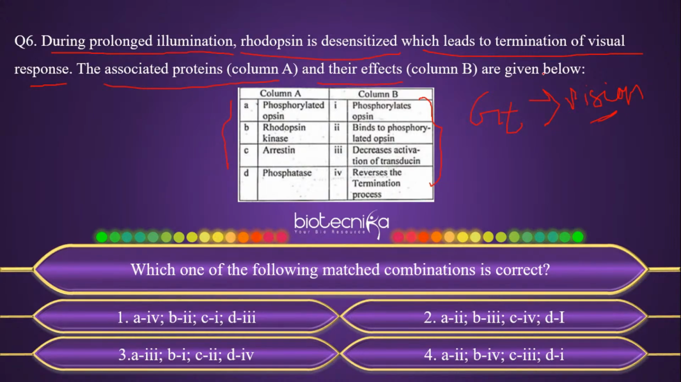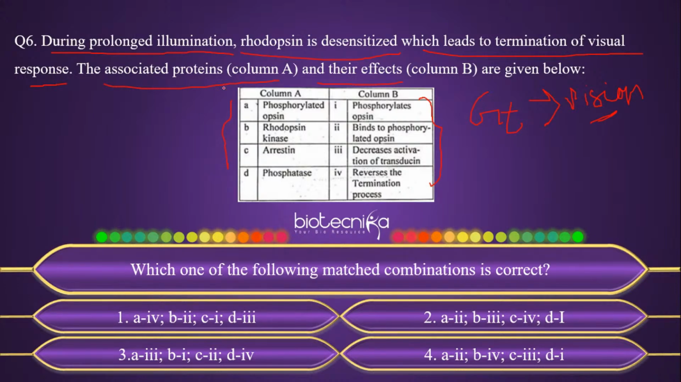So what is the answer for this question? Don't just blindly give the answer. Read this column, whatever the protein names present in column A: phosphorylated opsin, rhodopsin kinase, arrestin, phosphatase. What will be the answer for this question?